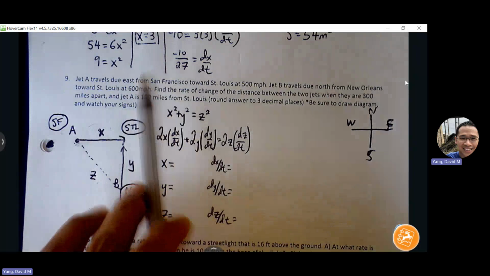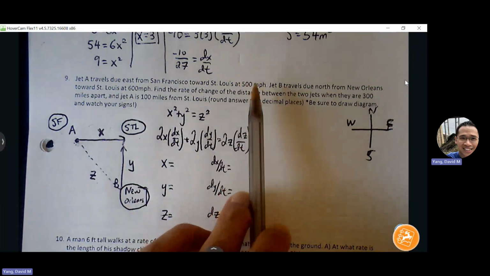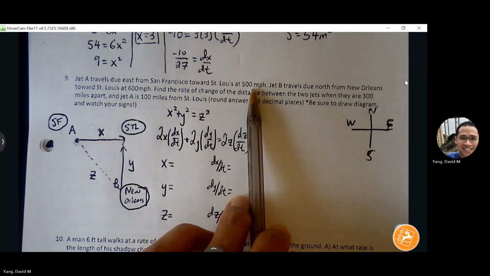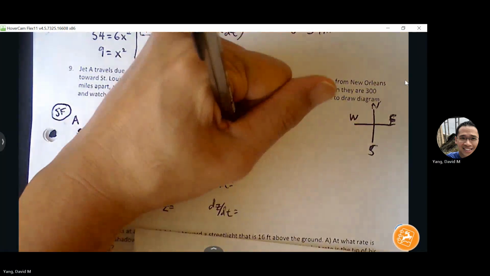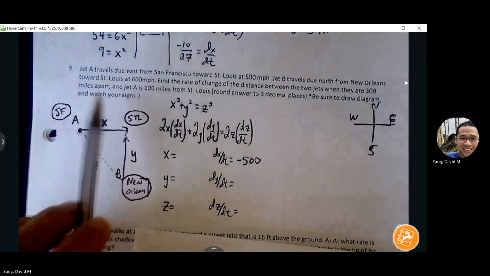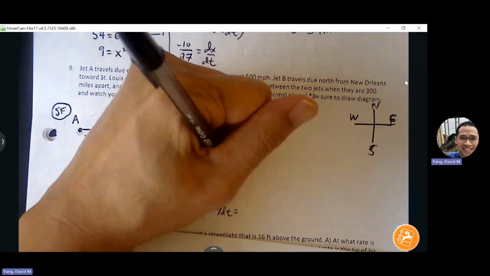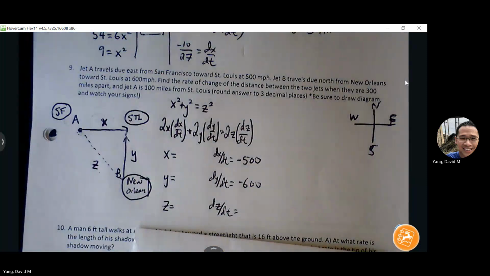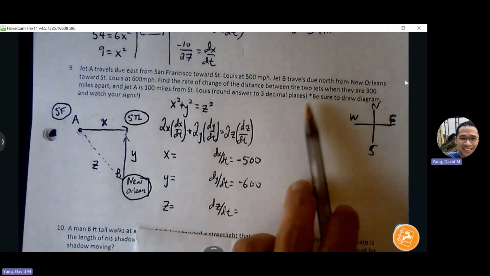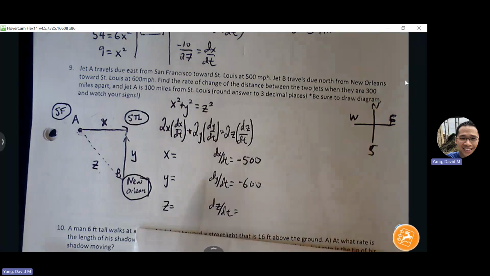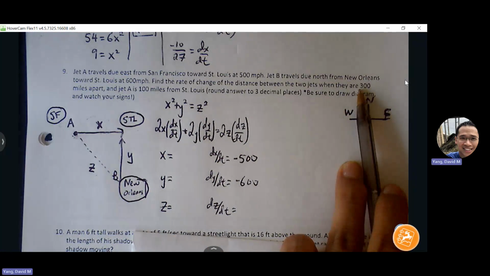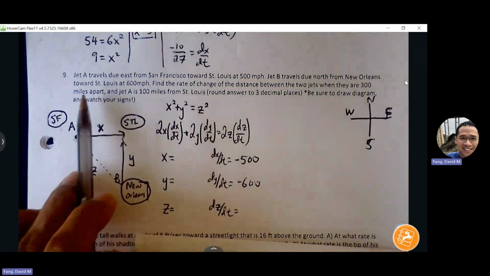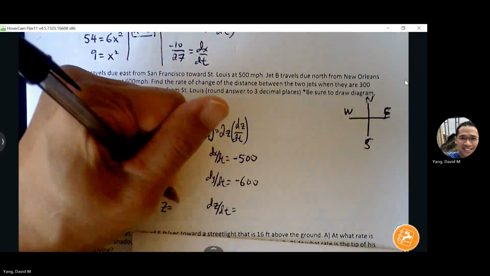Okay, so jet A travels east towards St. Louis at 500 miles per hour. What can we put in for that? Negative 500, for dx/dt. Okay. St. Louis, dy/dt. Find the rate of change when the two jets are 300 miles apart. That's what? Negative 300? This is 300 miles though, not miles per hour. It's just z.